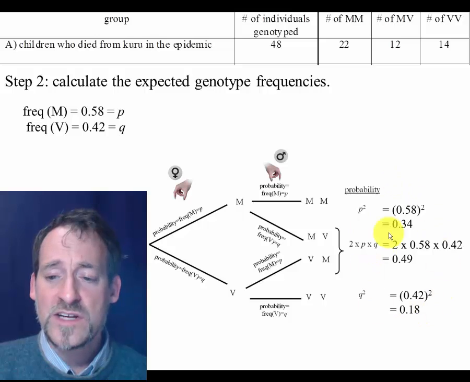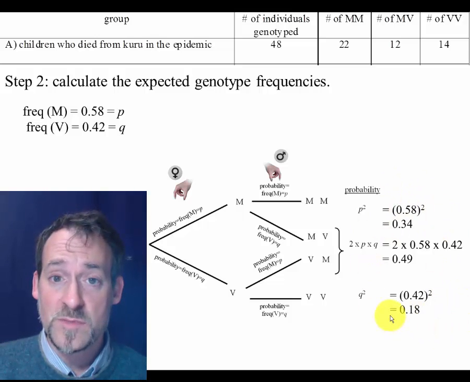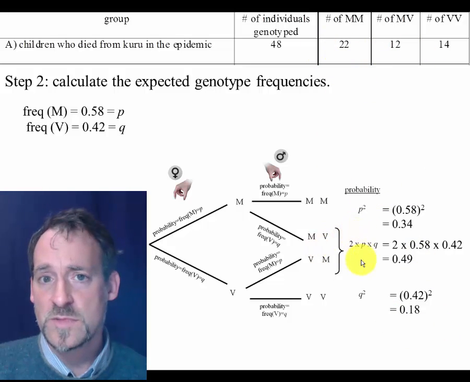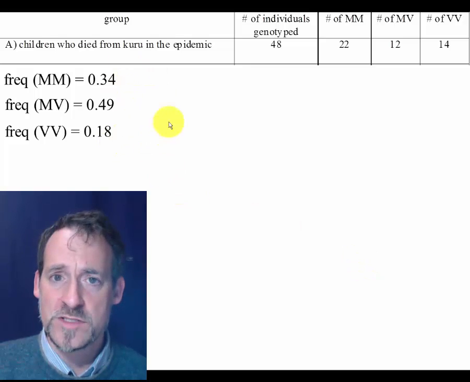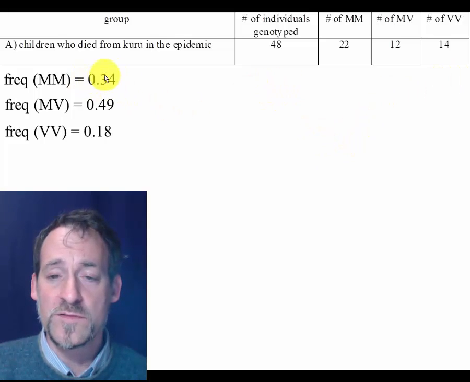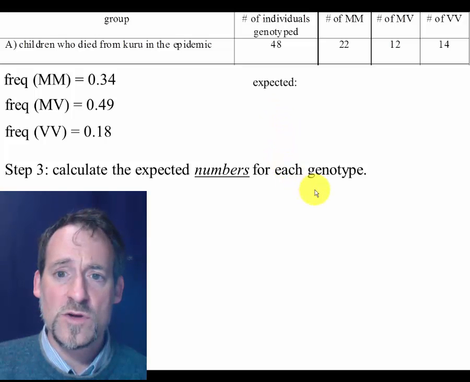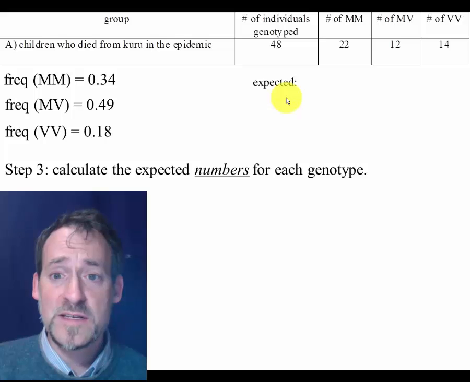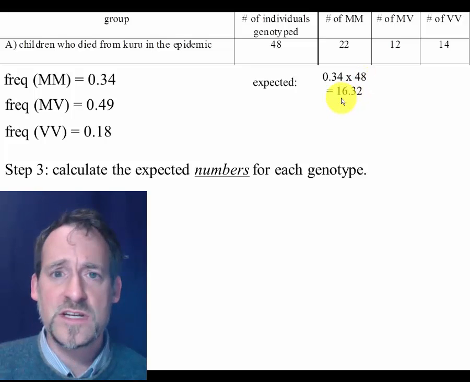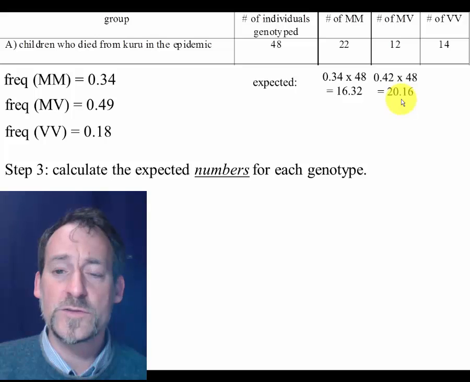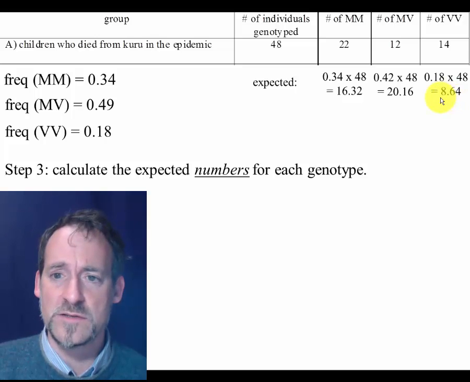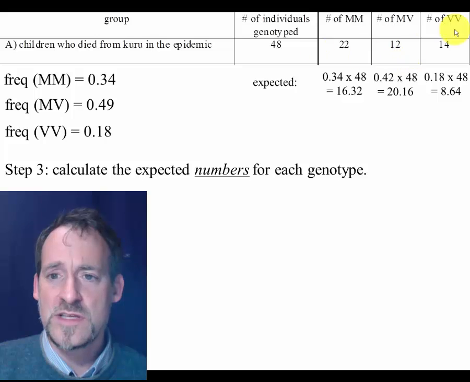Okay, do we actually see these percentages, these frequencies among the genotypes? Well, it's hard to tell, because down here we have frequencies and here we've got numbers of individuals. So what we probably want to do is take these frequencies and convert them into expected numbers of individuals by multiplying each one of these by 48. Okay, so when we go ahead and do that, if these are the true genotype frequencies, we would expect to see 0.34 times 48 equals about 16 1/3 MMs. We would expect to see a little over 20 heterozygotes, and we expect to see a little over 8 VV homozygotes.